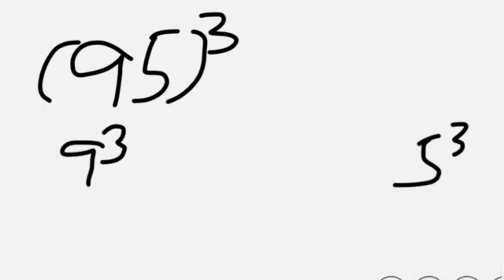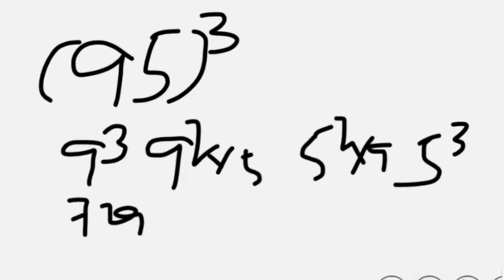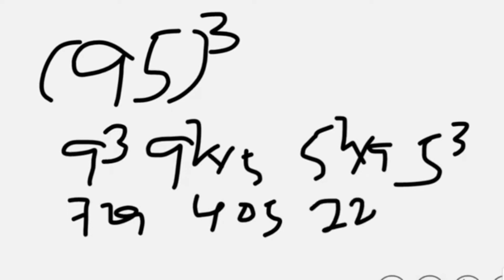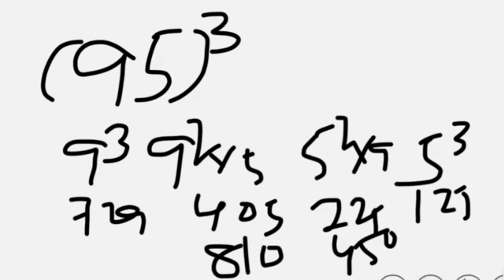We did it easily. Let me take another example in 2-digit cubing. 95 cube. 9 cube and 5 cube, a square into b in the sense 9 square into 5. Next, 5 square into 9. 9 cube is 729, and 9 square into 5 means 81 into 5, 405. 5 square into 9 is 25 into 9, 225. If you have difficulty in calculating 25 into 9, just multiply 25 into 10, 250, 250 minus 25 is 225. 5 cube is 125. Double that product, 810 and 450. If you add this, we have to start from the left side, so 5.